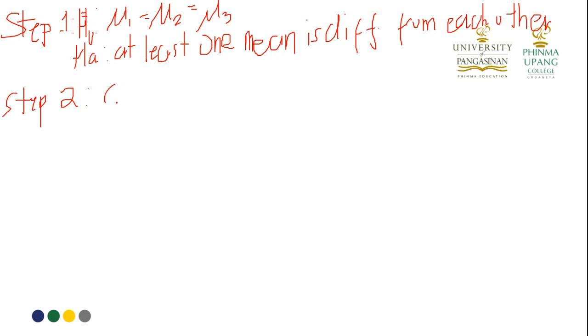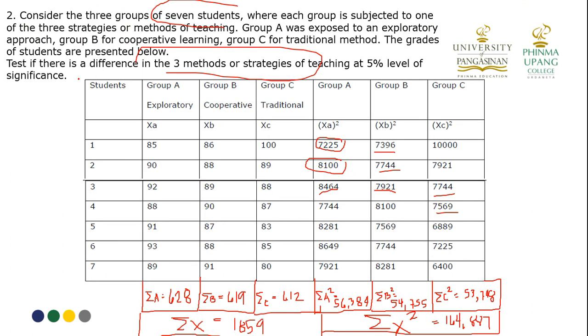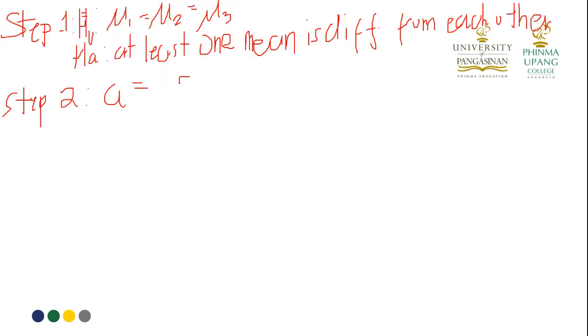What is our alpha, guys? Alpha is 5%. So 5%. And what is the statistic? Ano ba? Syempre, wala nang iba. Next, step number 3.